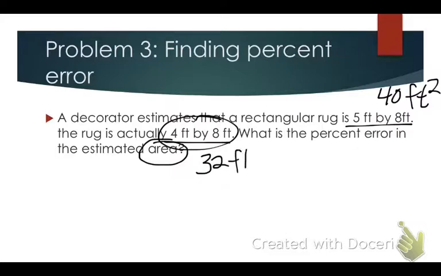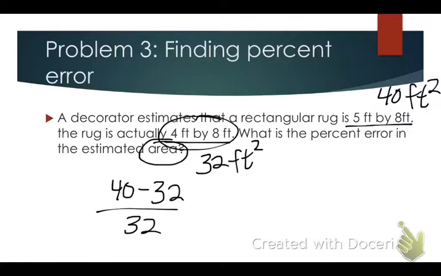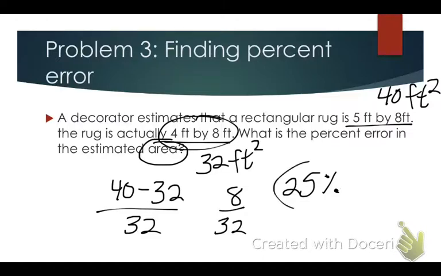to know that the actual area is 32. So I'm going to take my estimated value, which was 40, minus my actual value, which was 32, and then divide by 32. So 40 minus 32 is 8. And when I divide 8 by 32, and multiply by 100, I notice that my percent of error, the percent I was off in my estimation, was 25%.